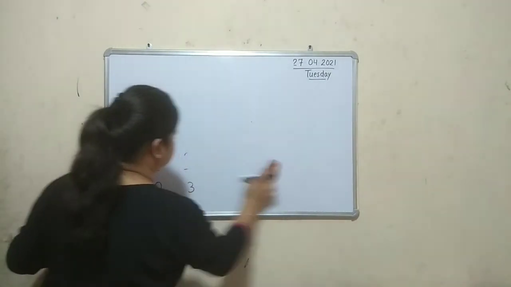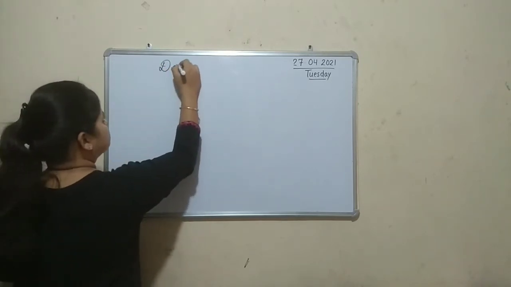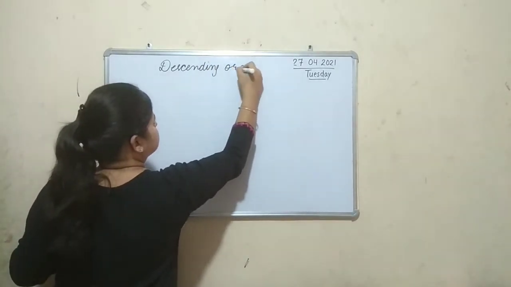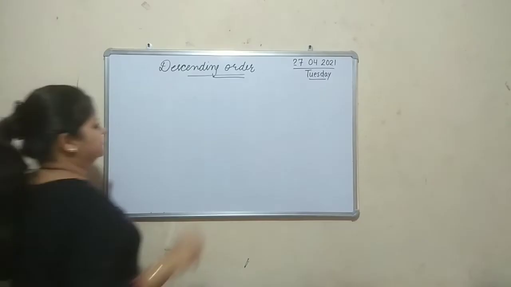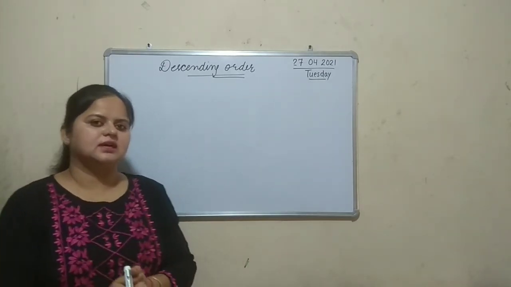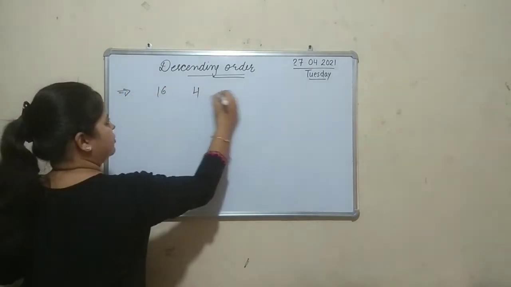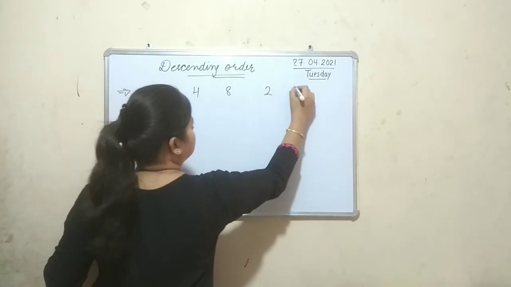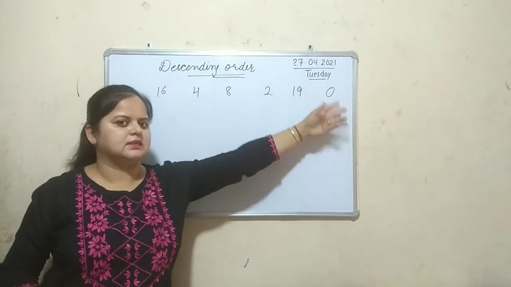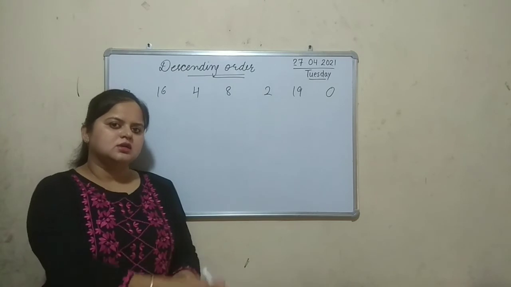The descending orders. What is descending order? To arrange the numbers from greatest to smallest is called the descending order. 16, 4, 8, 2, 19, 0. Now here we have 1, 2, 3, 4, 5, 6, 6 numbers and we have to arrange them from greatest to smallest.